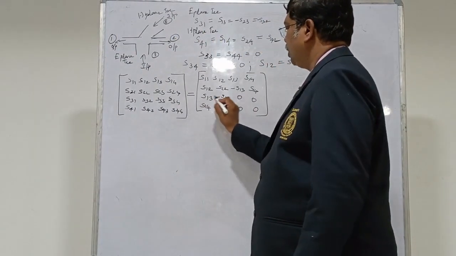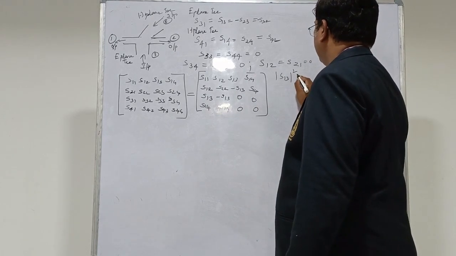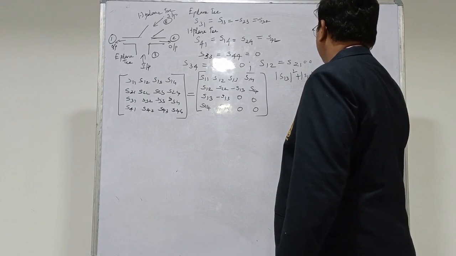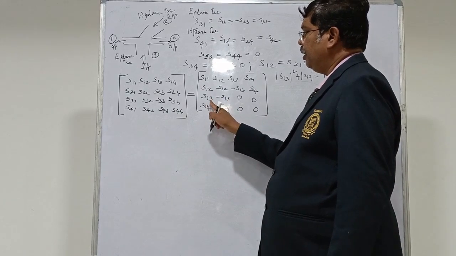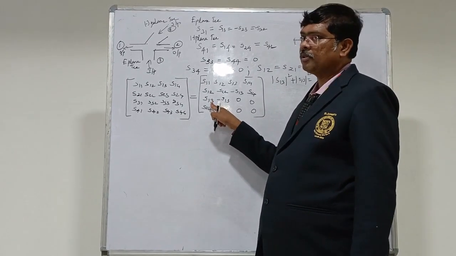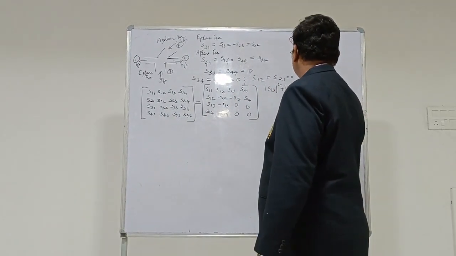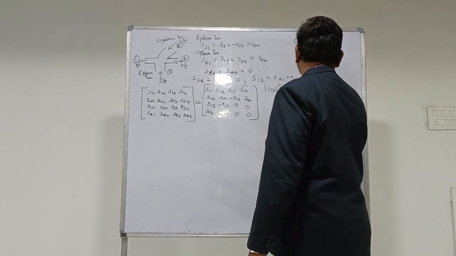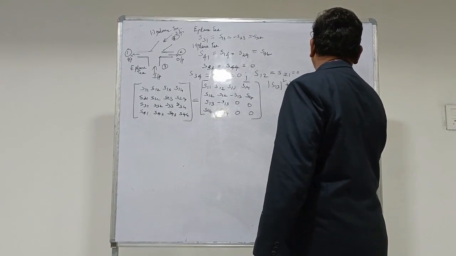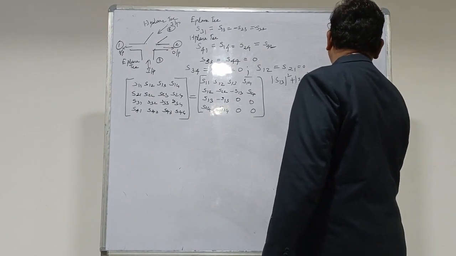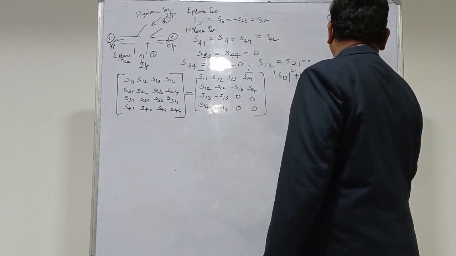Then I start with row 3 and row 4. Row 3: modulus of S13 squared plus modulus of S13 squared is equal to 1, which is the unitary property. Any element in a row multiplied with its own complex conjugate is always equal to 1. So 2 S13 squared is equal to 1, which means S13 squared is equal to 1 by 2, so S13 is equal to 1 by root 2. So I found one value.